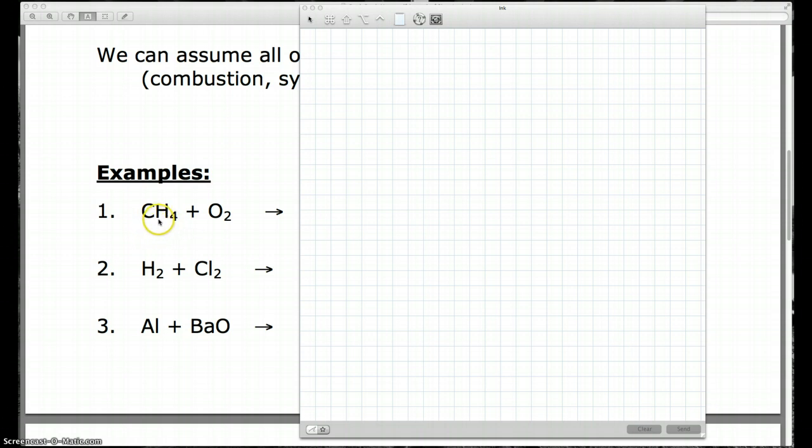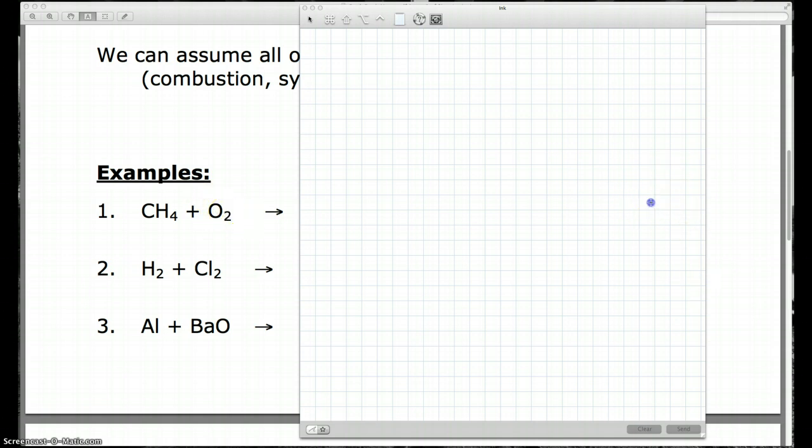We have hydrocarbon plus oxygen. So when I see those two chemicals together, I see some sort of hydrocarbon. And the numbers don't matter. It could be C2H4, it could be C2H6, it could be C2H8, whatever. As long as it's carbon and hydrogen together, the numbers don't matter. And with O2, oxygen, I know it is combustion.